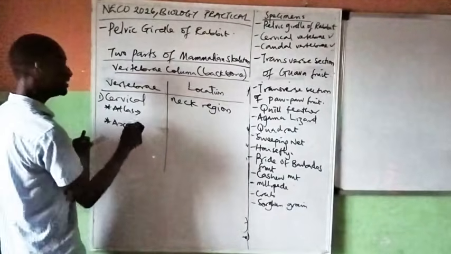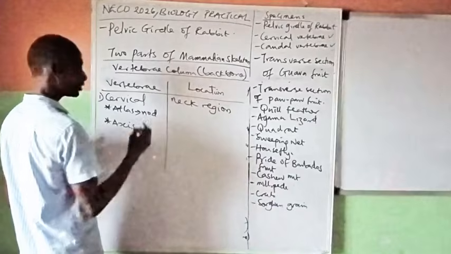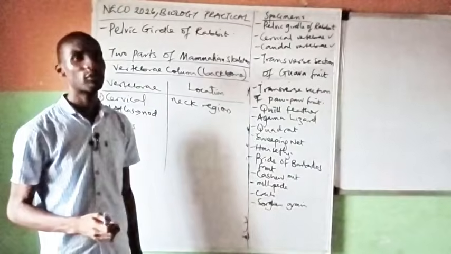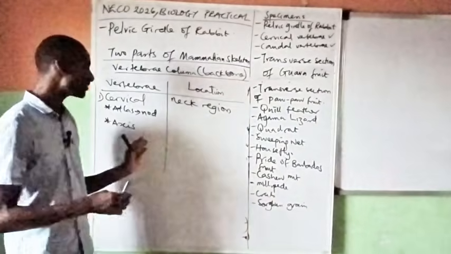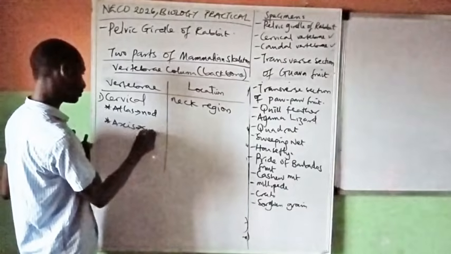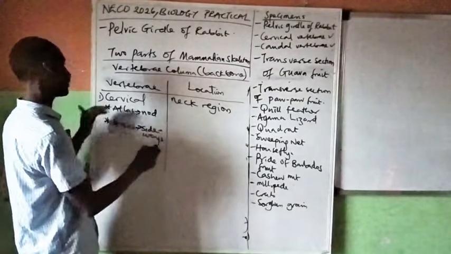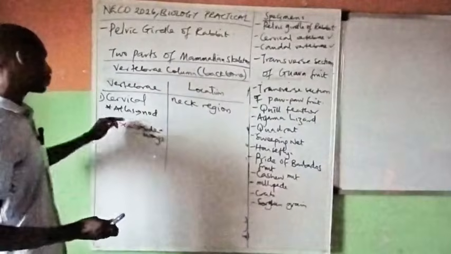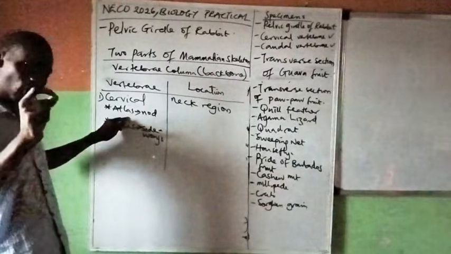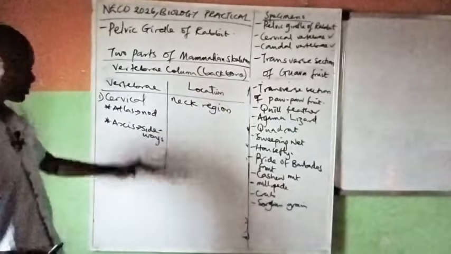The atlas is used for nodding. It allows you to nod. So when you nod like this, it is because of the atlas. And your axis allows you to look sideways. All right. So axis allows you to look sideways. So they can ask you the function of the cervical vertebrae. So the atlas is the first bone in that vertebral column. The second one is the axis, and then you now have the other ones that are listed.